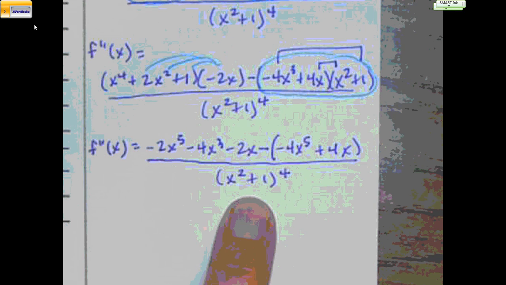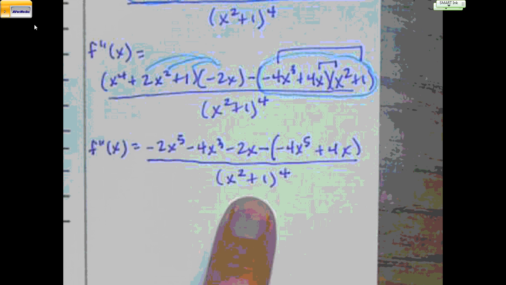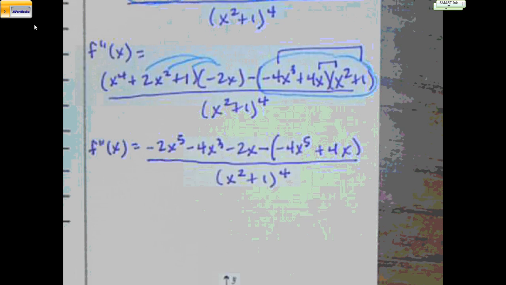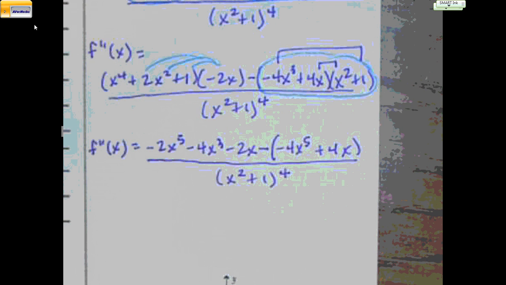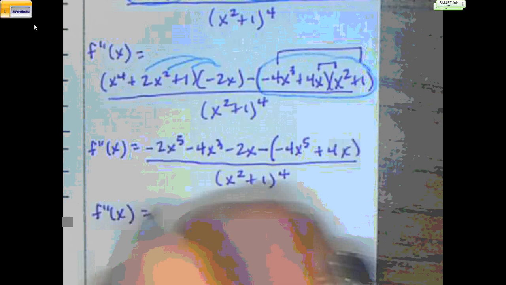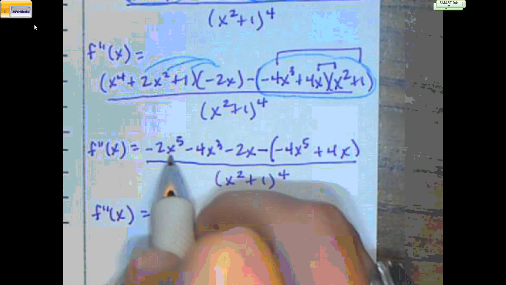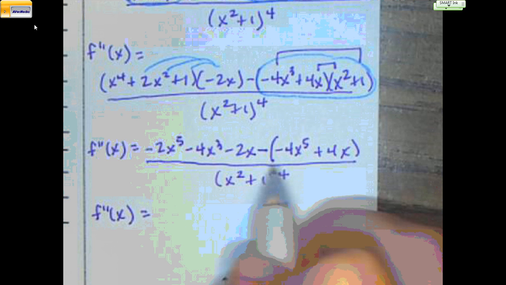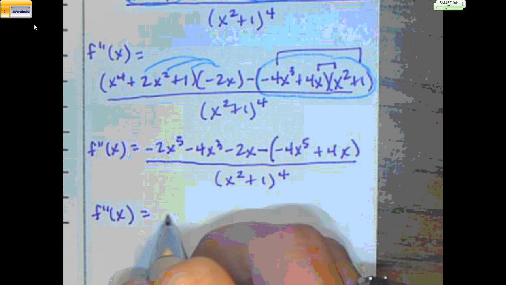Why am I not multiplying the bottom out? Because it's not really going to matter. We know in the end it's going to be a positive, and that's kind of what we care about. And then we simplify the top again. So I have -2x to the 5th minus negative, so plus 4x to the 5th. So I have 2x to the 5th.